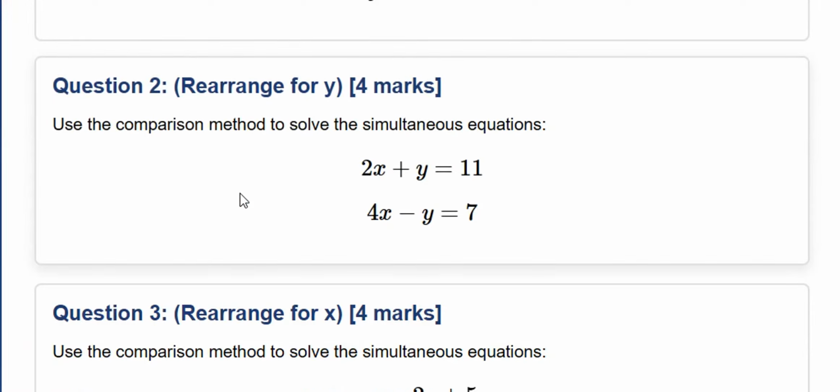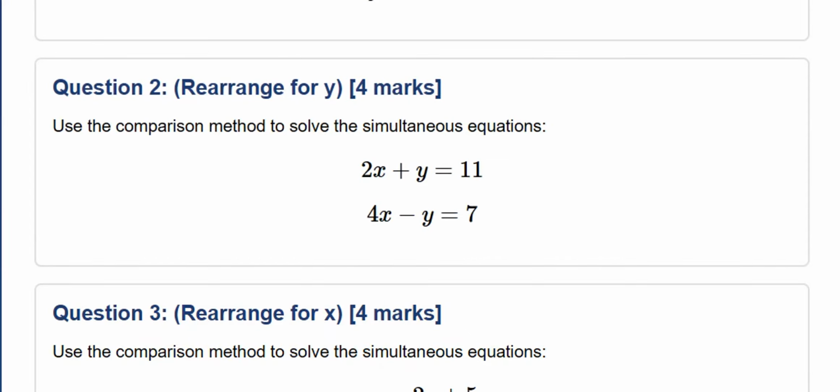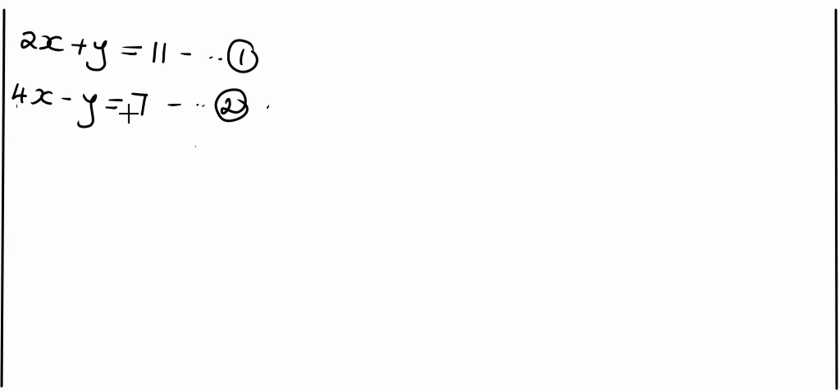Can we try to solve question 2, which is a bit more complex than question 1? We are told to use the comparison method to solve the simultaneous equations 2x + y = 11 and 4x - y = 7. As usual, the first step is to number the equations. The first equation is equation 1, then the second is equation 2.